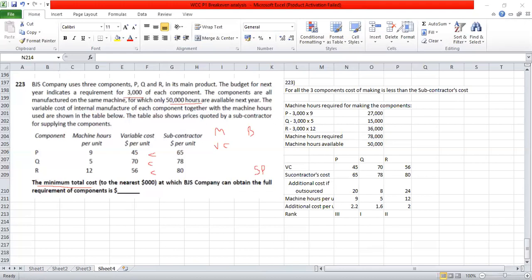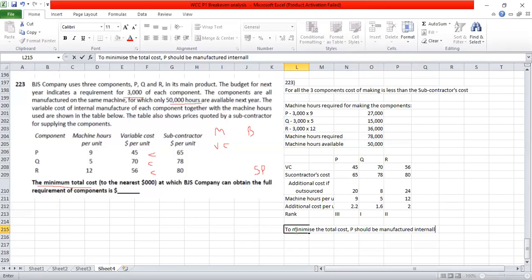P should be manufactured to minimize the total cost. P should be manufactured internally or in-house.